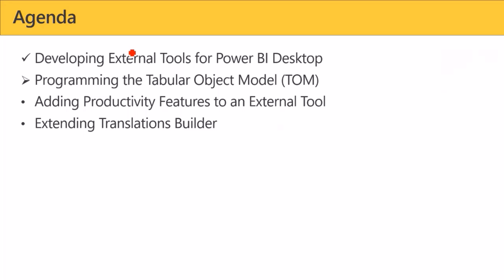So in this section, we'll just look at some of the basics of programming with the Tabular Object Model. And then section 3, that's the one you'll be into. That's when we actually look at what real world productive tasks we can automate.